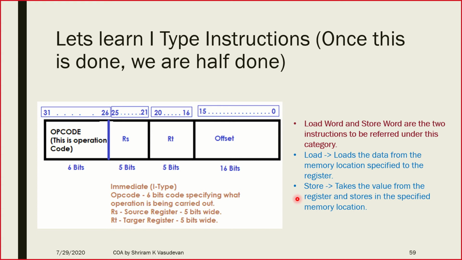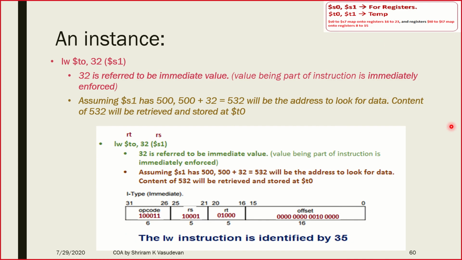Sir, both of these come under I-type instructions because both will have an offset added to them. Both will have some value coming into the picture. I'm going to explain that sequence very clearly one after another, so please listen carefully. If you cannot understand, I'll repeat it. Please make a note of it if you have a notebook with you.